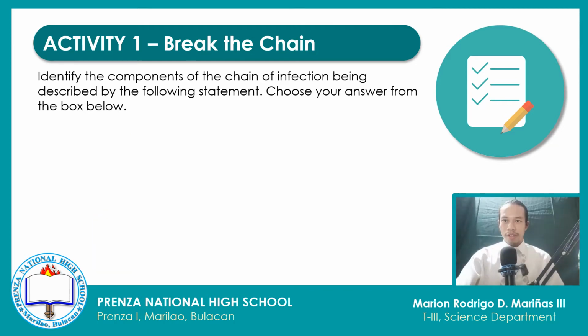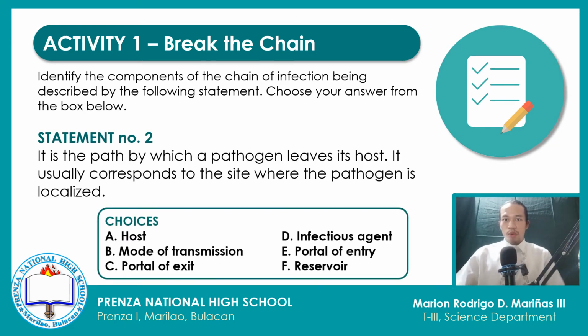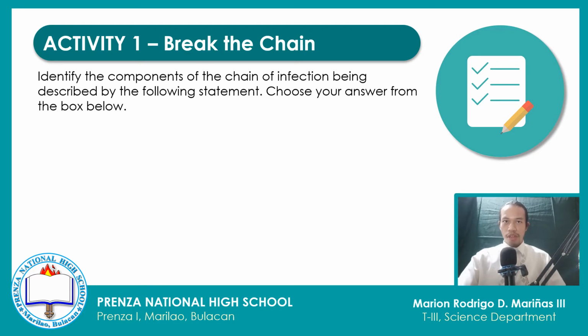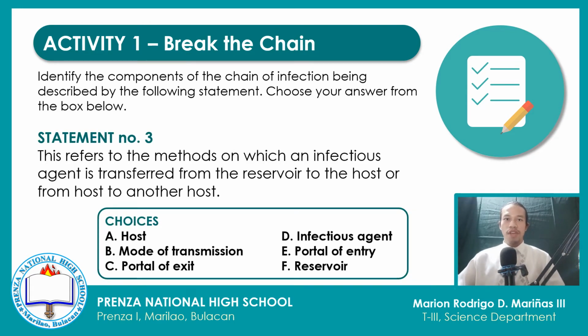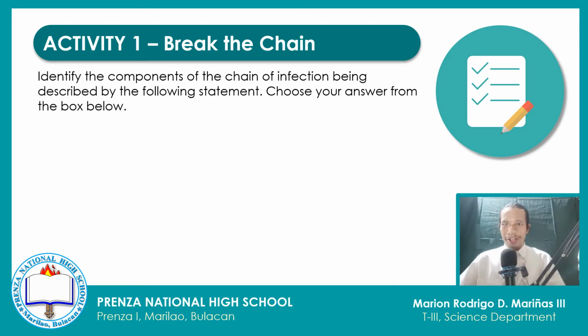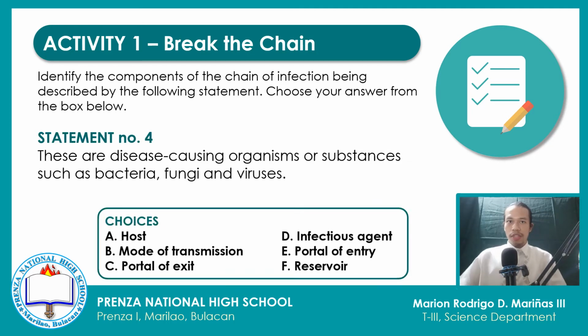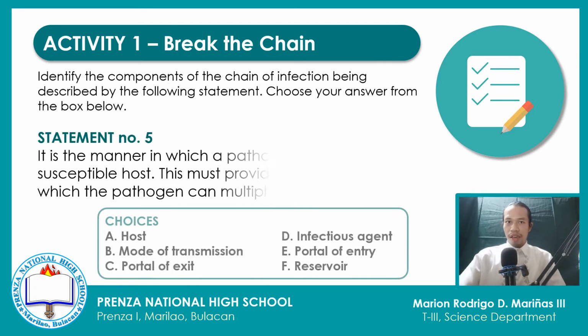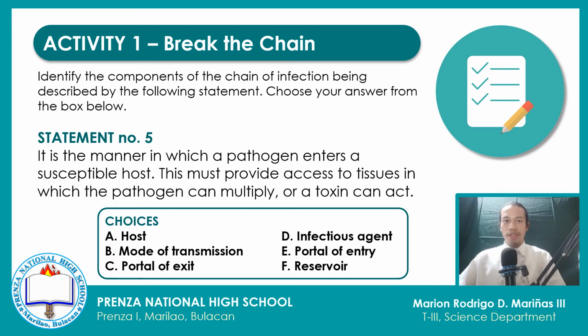Reservoir. For statement number 2, it is the path by which a pathogen leaves its host. It usually corresponds to the site where the pathogen is localized. For statement number 3, this refers to the methods on which an infectious agent is transferred from the reservoir to the host or from host to another host. Let's have statement number 4. These are disease-causing organisms or substances such as bacteria, fungi, and viruses. And lastly, statement number 5, it is the manner in which a pathogen enters a susceptible host. This must provide an access to tissues in which the pathogen can multiply or a toxin can act.